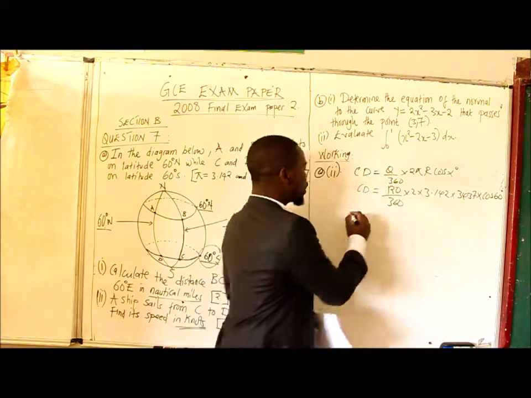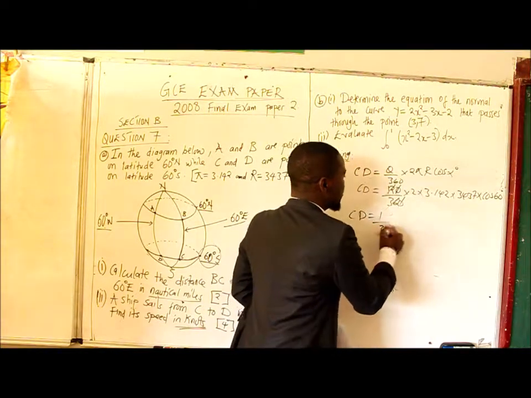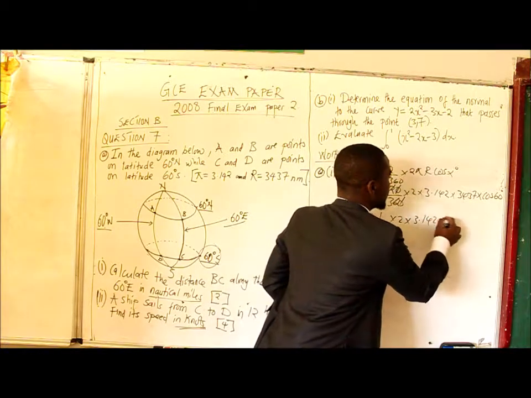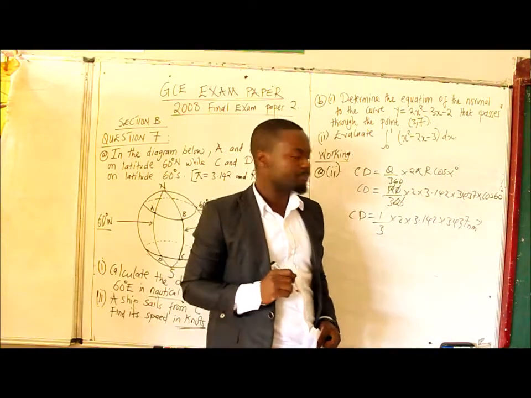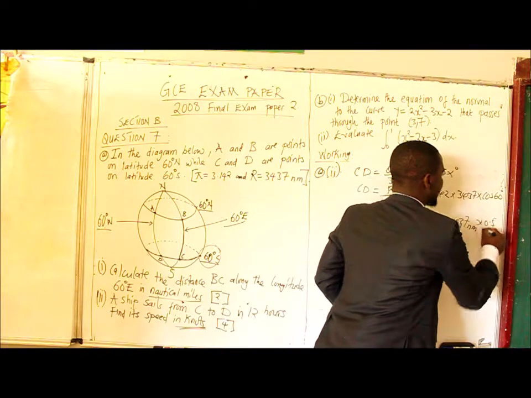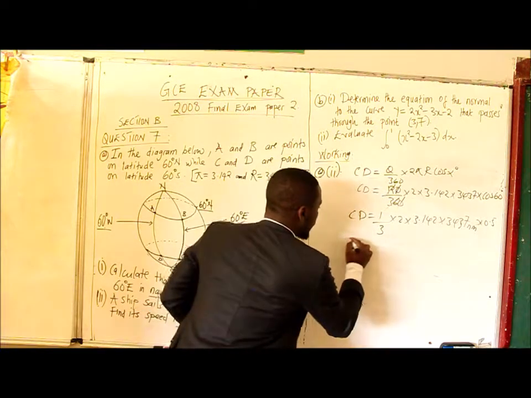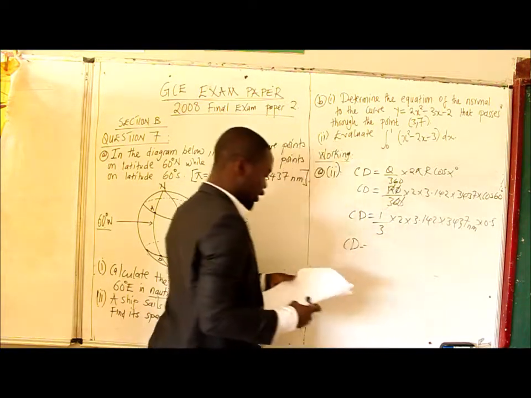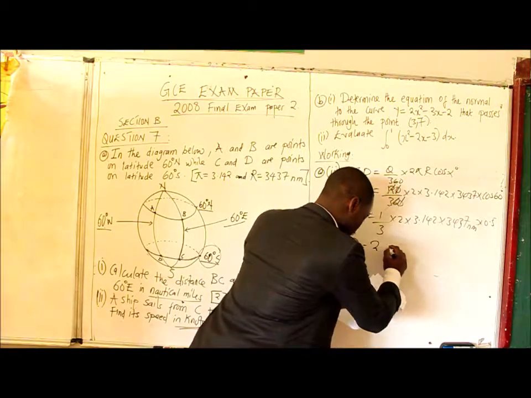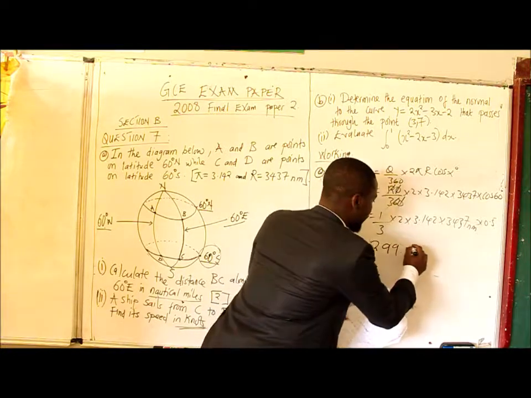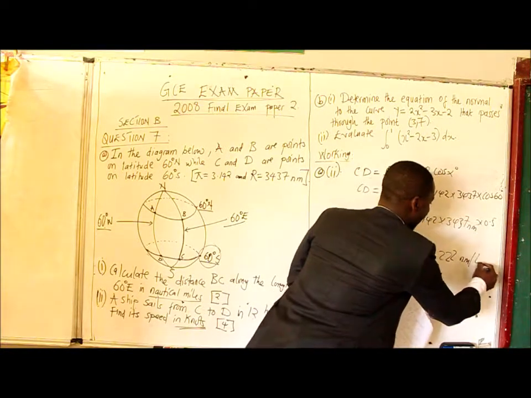Okay. So we have CD is equal to, 0, 0 cancel, 12 into 12 is 1, 12 into 36 is 3. So 3 times 2 times 3.142 times 3437 nautical miles times cos 60. Cos 60 is 0.5, it's a half. So with the help of your calculator, when you simplify this, it will give you 299.9737222.